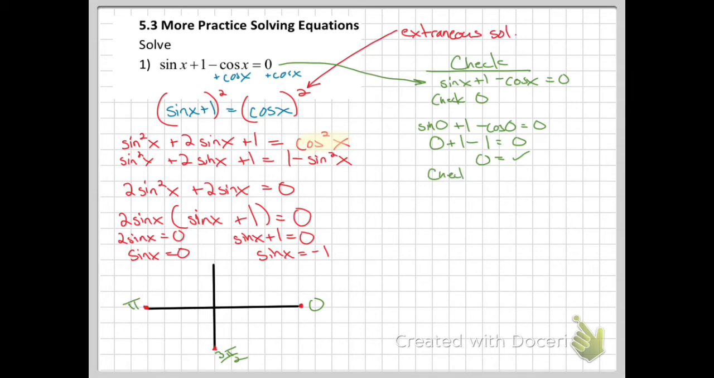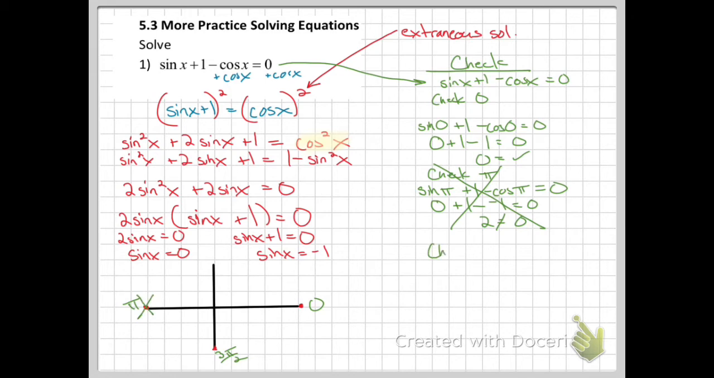We'll check pi next, just going around. Sine of pi plus 1 minus cosine of pi should equal 0. At pi, sine is the y value. At pi, cosine is the x value. That gives me 2, which clearly does not equal 0, so pi is not a solution, so I'm going to get rid of that one.